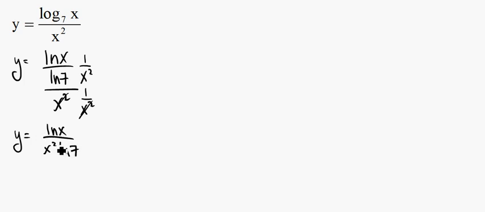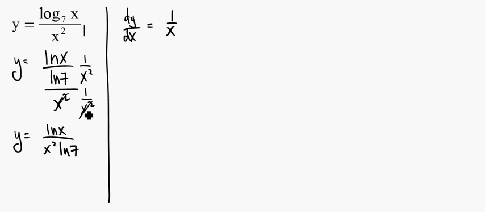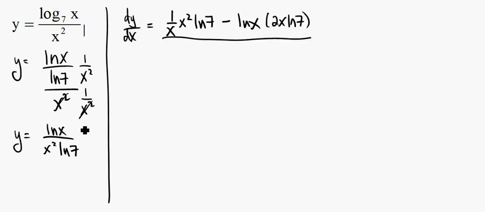Now it's a little easier for me to take the derivative using the quotient rule. So, using the quotient rule, we have dy dx is equal to the derivative of ln of x, which is 1 over x, times x squared times the ln of 7, minus the ln of x times the derivative of the denominator. Ln of 7 is just a coefficient, so really it's just going to be 2x ln of 7. The ln of 7 doesn't really do anything. All over x squared ln of 7 squared, so x squared ln of 7 quantity squared.